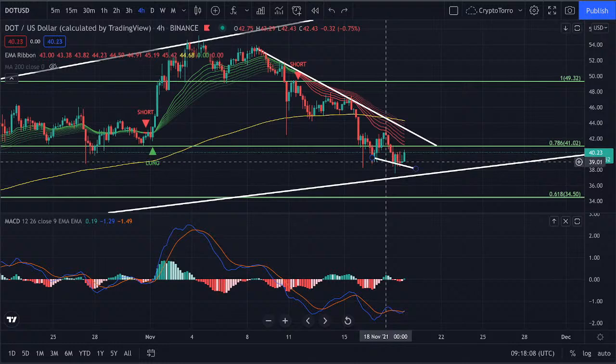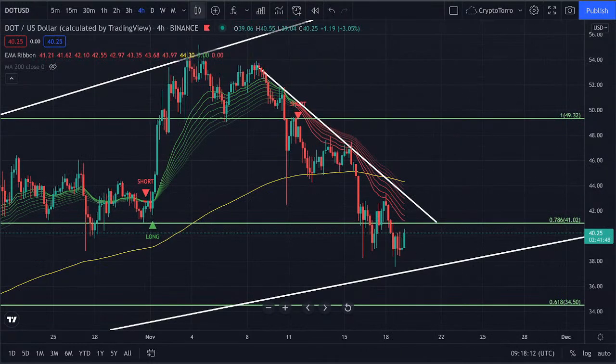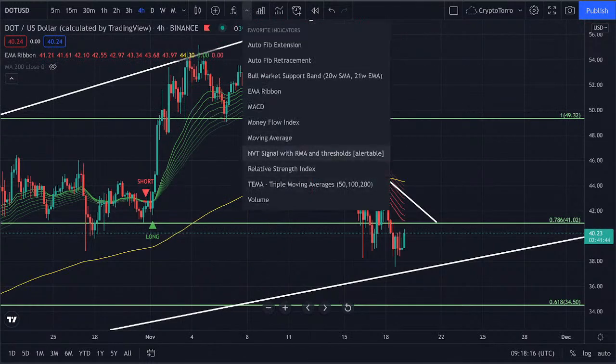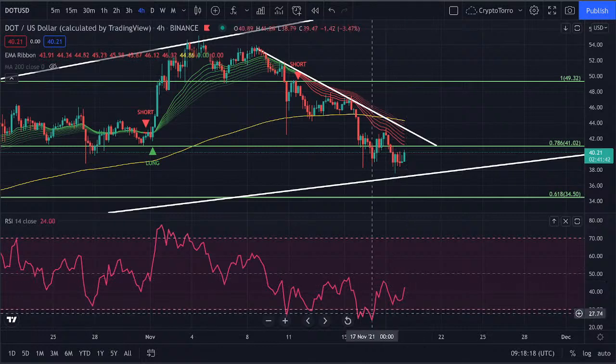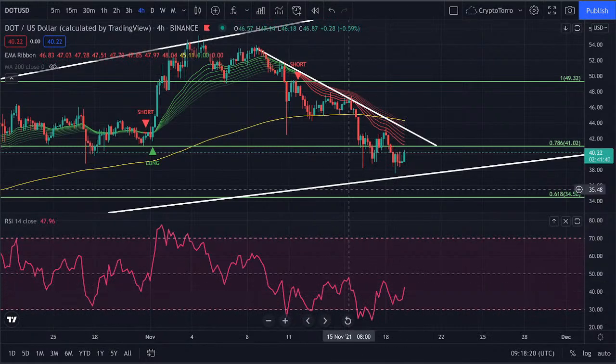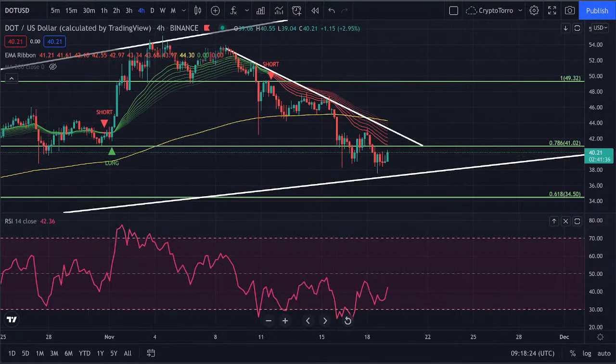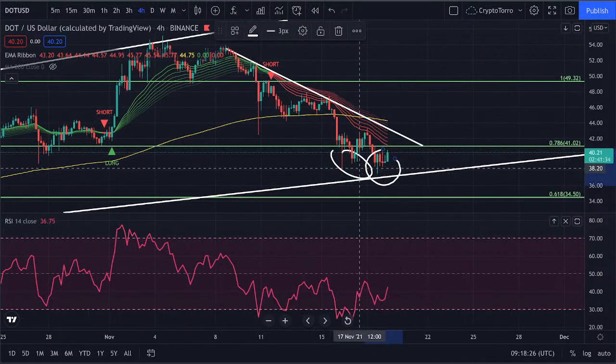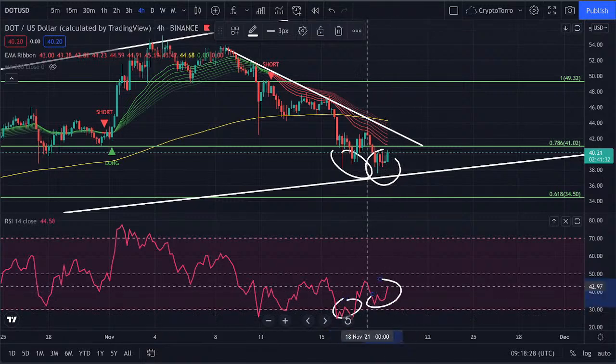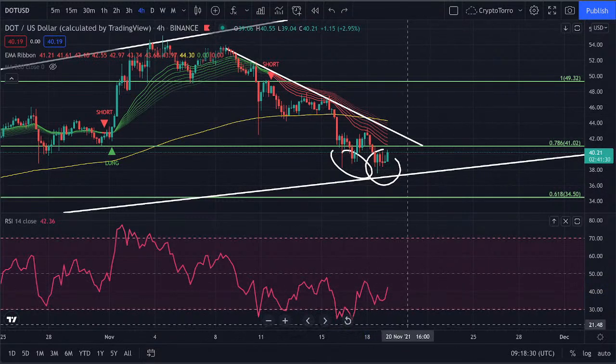This being said, lastly, I would like to take a quick look at the RSI. I would like to see what it is saying to us. So on the RSI, we are as well seeing clearly a bullish divergence on the 4-hourly time frame. We are seeing this beautiful lower low on the chart, a higher low on the RSI. Therefore, it is a confirmed bullish divergence.